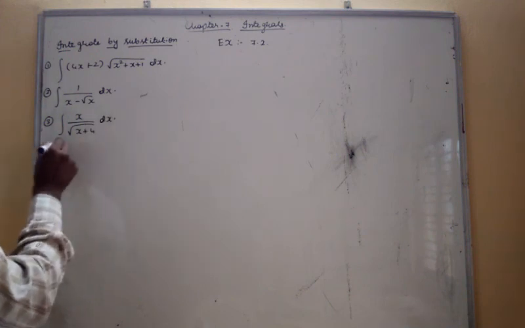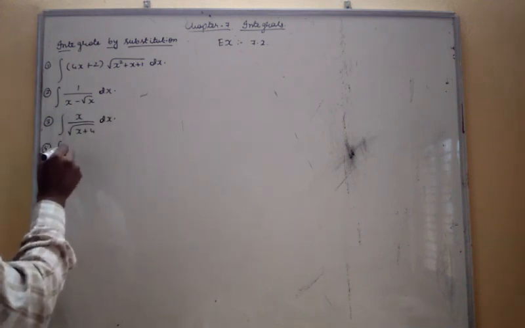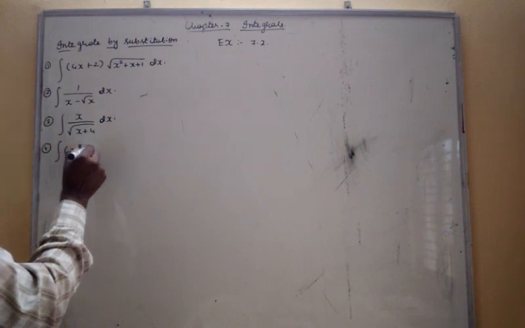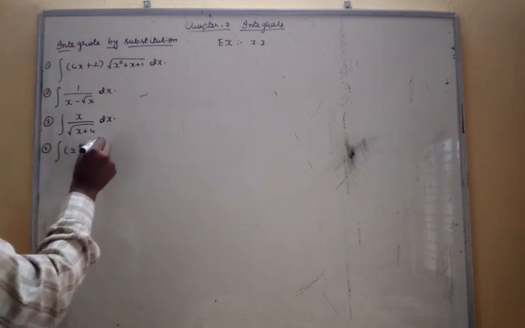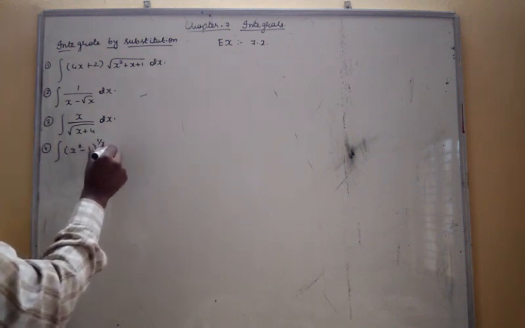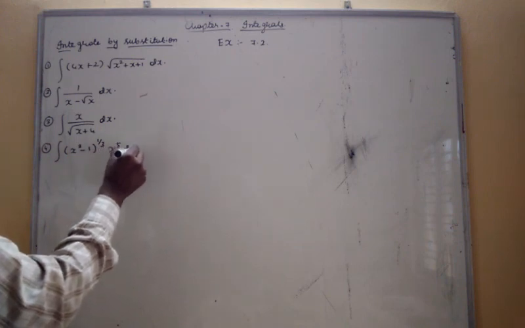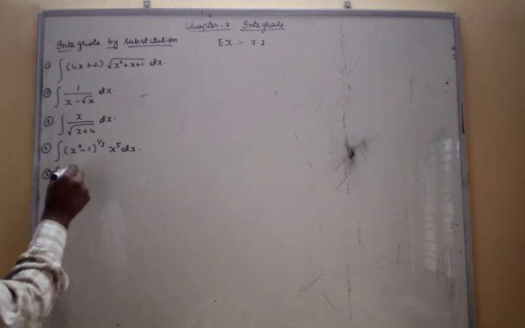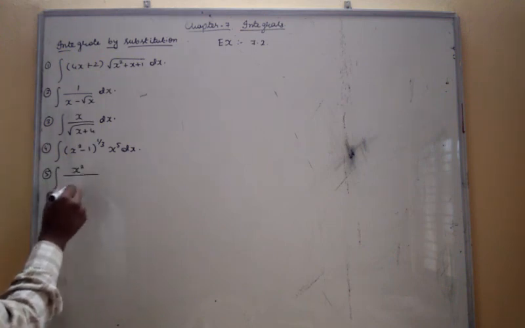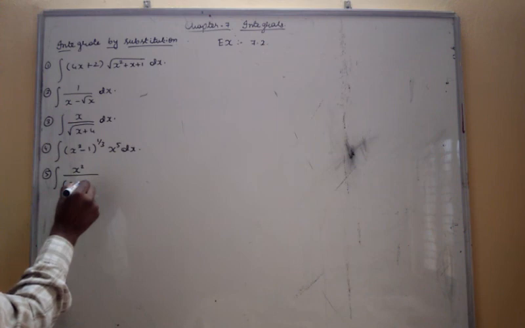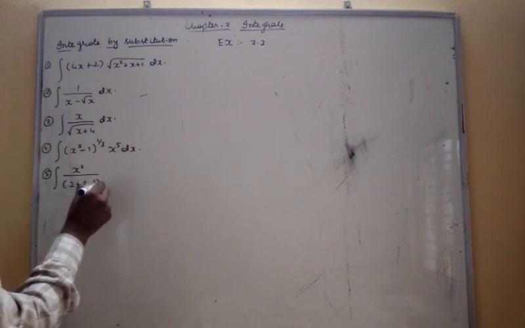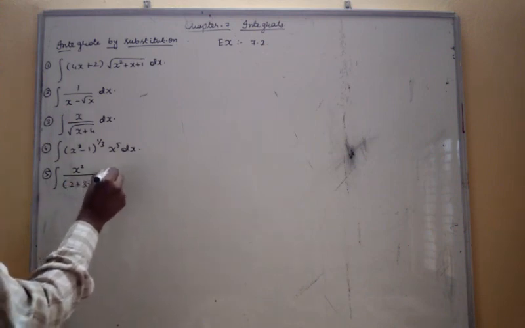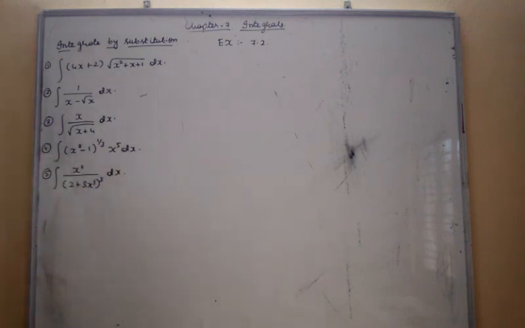The fourth one, integration of x cube minus 1 whole to the power of 1 by 3 into x to the power of 5 dx. The next, fifth one, integration of x square by 2 plus 3x cube whole to the power of 3 dx. These are the 5 questions.